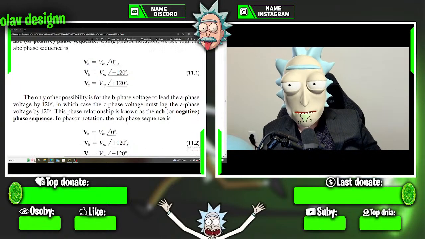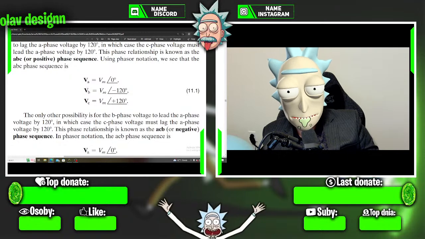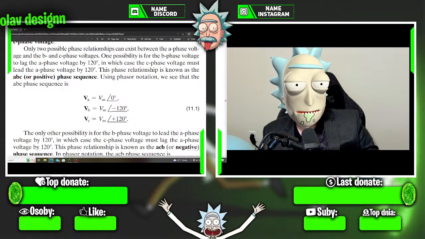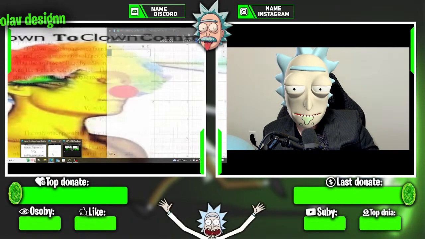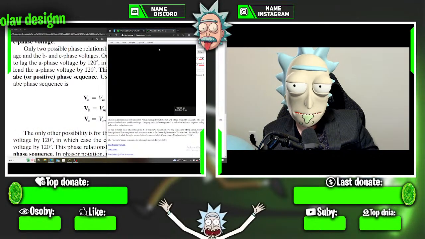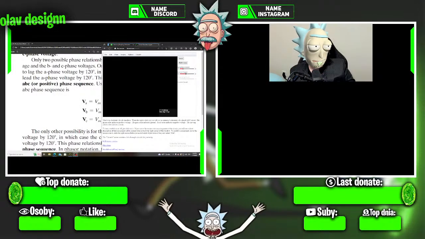You may be scratching your head and saying, why do scientists always do this? Why do they have to make things more complicated? Why not call the positive phase sequence the one with the positive number first, and the negative phase sequence the one with the negative number first? To be able to fully understand this, you are going to need to be able to visualize the circuit. So I'm going to pull up the visualization here.